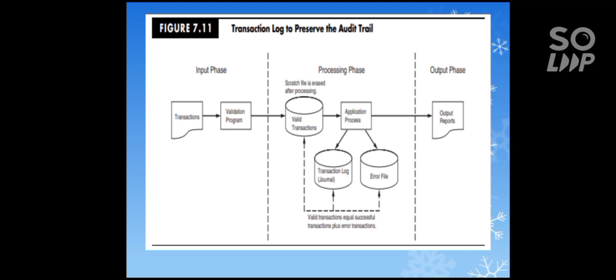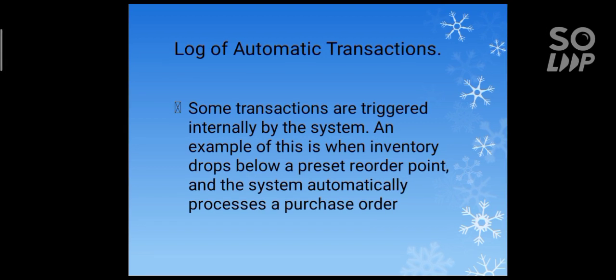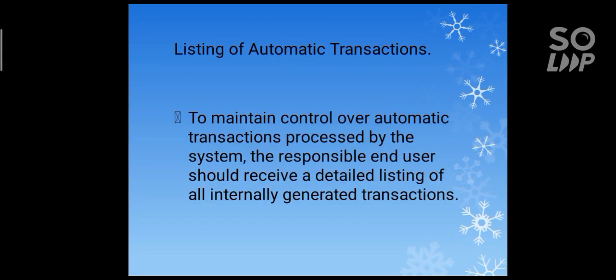Next is yung log of automatic transactions. Some transactions are triggered internally by the system. An example of this is when inventory drops below a preset reorder point, the system automatically processes a purchase order. Listing of automatic transactions: to maintain control over automatic transactions processed by the system, the responsible end user should receive a detailed listing of all internally generated transactions.